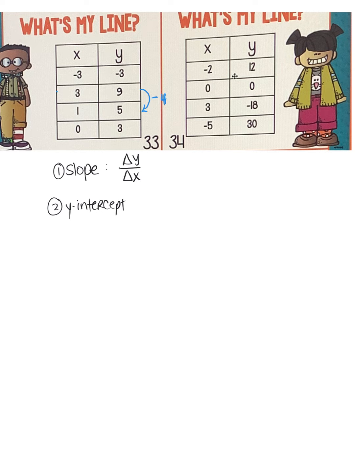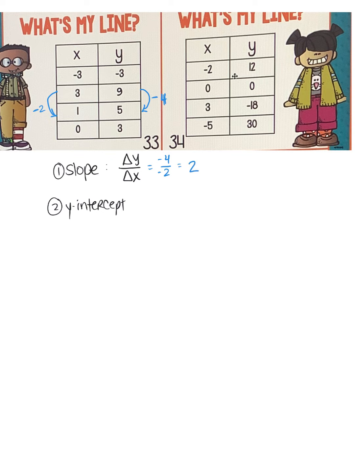Okay, because I have to do the same ones on the left. So let's see. For the change in y, I have negative 4. And the change in x from 3 to 1, that got smaller by 2. And negative 4 divided by negative 2 is positive 2.